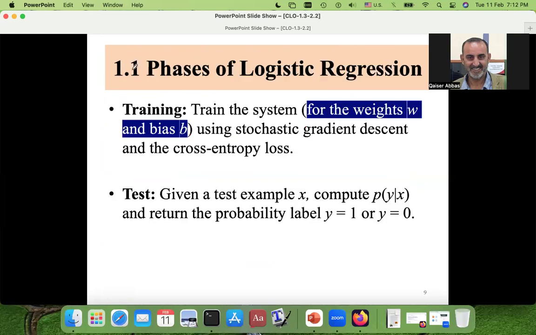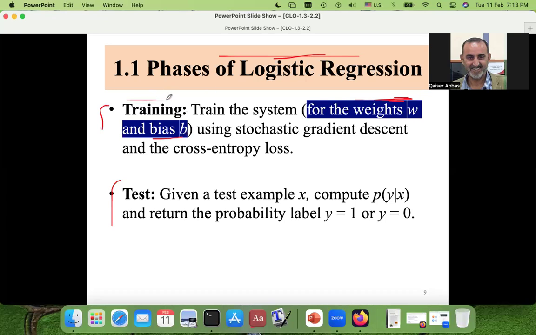What are the phases of logistic regression? If we use logistic regression, what would be the phases? That would be the 2 phases, training and testing. And what will we do in the training? We will train the system, and we will have these weights, W and B. You will understand the meaning of W and the meaning of B. If you have already studied this machine learning course, then I'm sure you know what this is, but we will go through these things again.